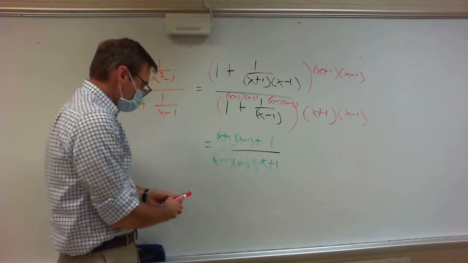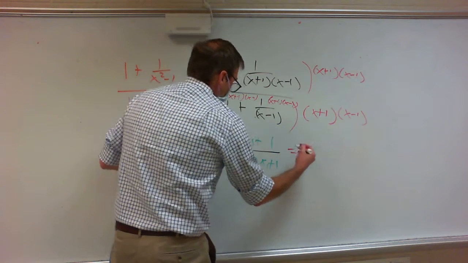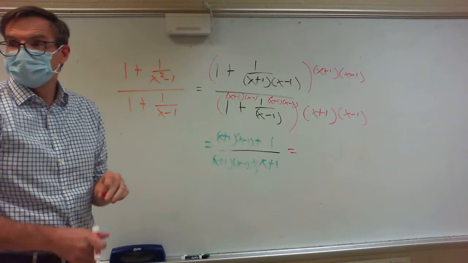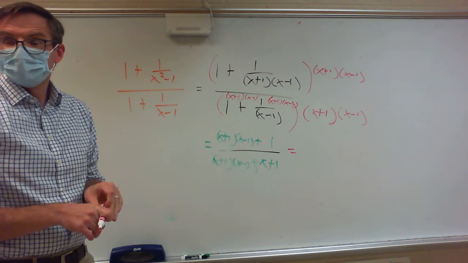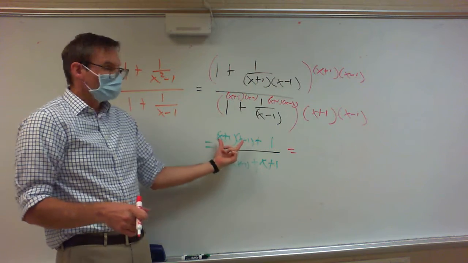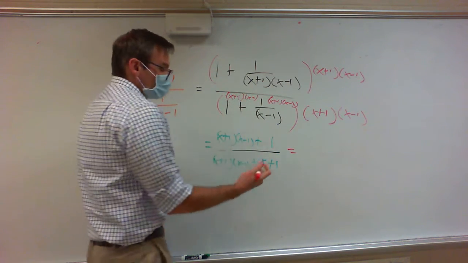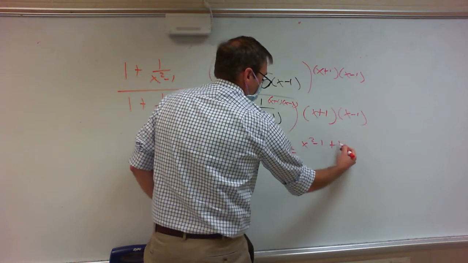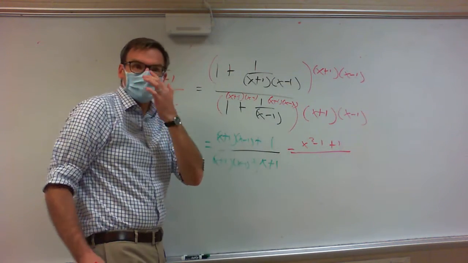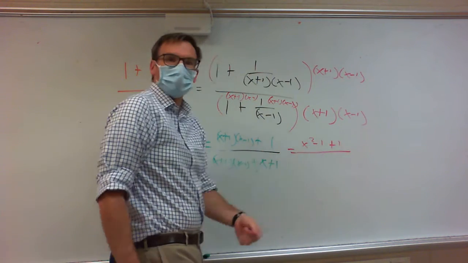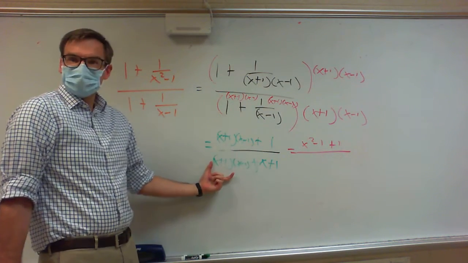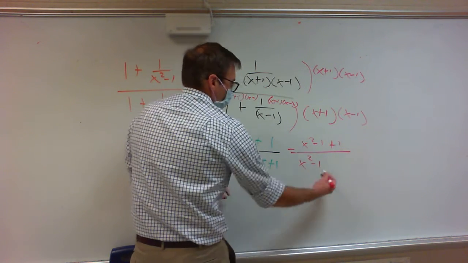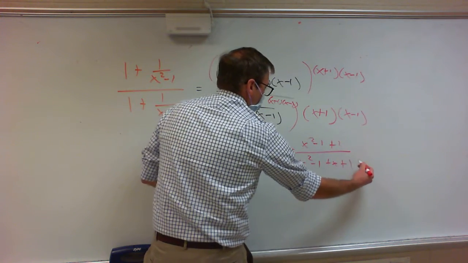Like when I look at this thing, well, you have to multiply this out. So what's (x plus 1) times (x minus 1)? Creates our difference of squares. So that's going to give me x squared minus 1, and then I have that plus 1. Okay, that's the top. This gives me this, and then plus 1. Now this part, I multiply it and I end up with x squared minus 1, and then I get plus x plus 1.